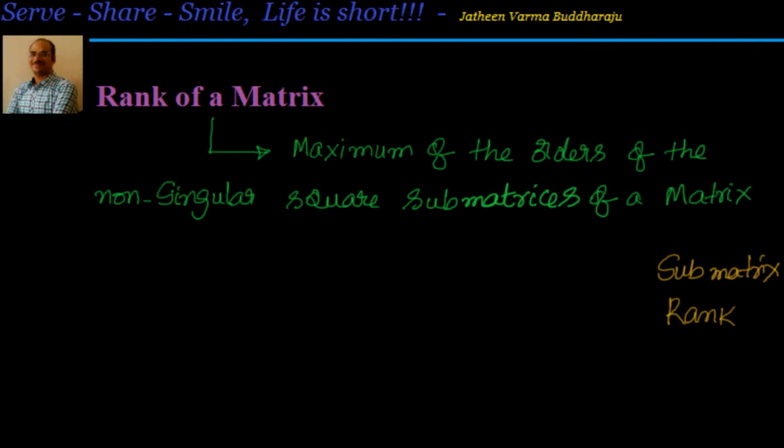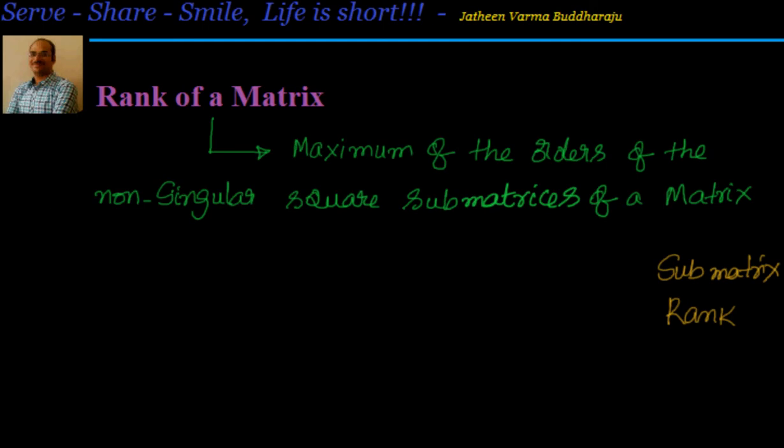In this session, we will briefly touch upon what is the rank of a matrix and what will be the values for rank for a 3 by 3 matrix. So, let's try to understand the definition of the rank of a matrix. The rank of a matrix is the maximum of the orders of the non-singular square submatrices of a matrix.